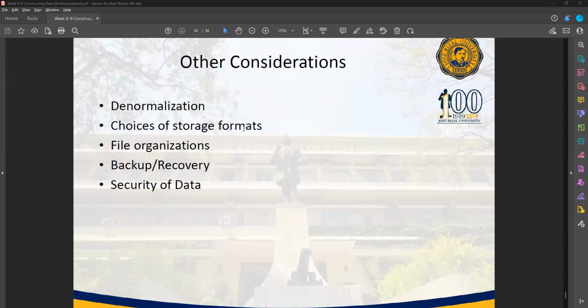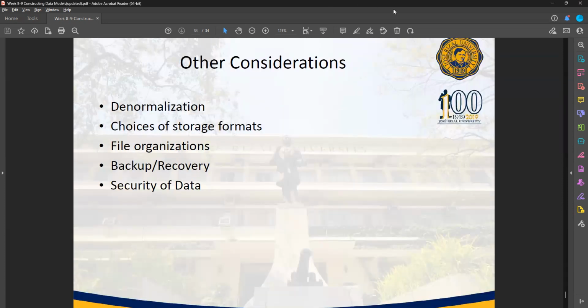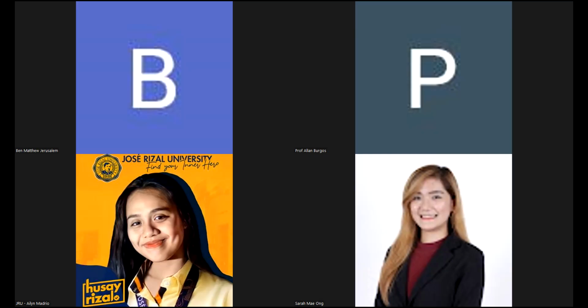There are other controls and mechanisms, which we can call auditing, monitoring, and of course, the disaster recovery plan. Alright, that would end our lecture for today.